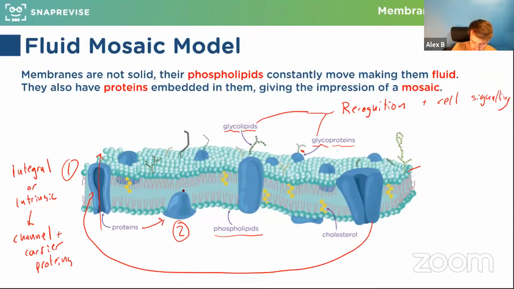This other one that's only in one side of the membrane, we call that an extrinsic or peripheral protein. So what functions could peripheral proteins have? They're not going to be any good for channels because they don't go through. So what could they do?